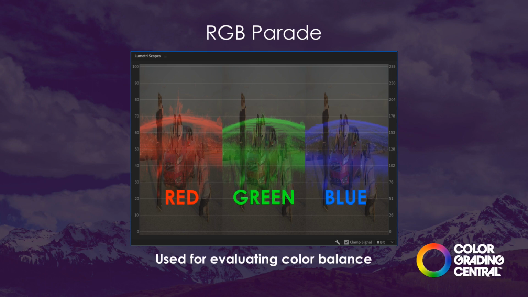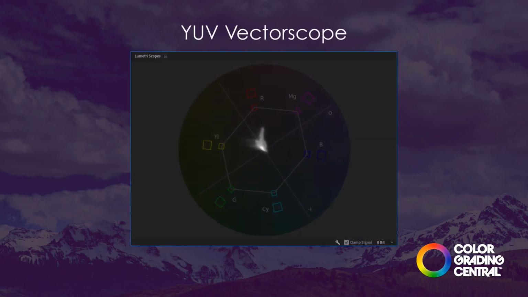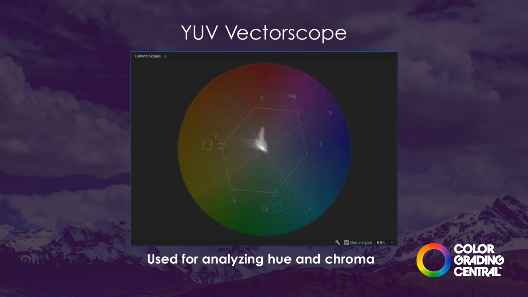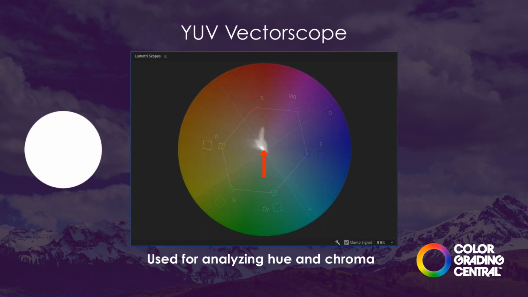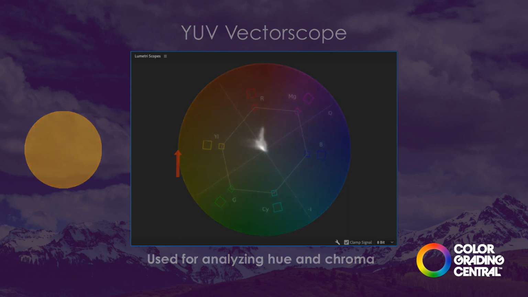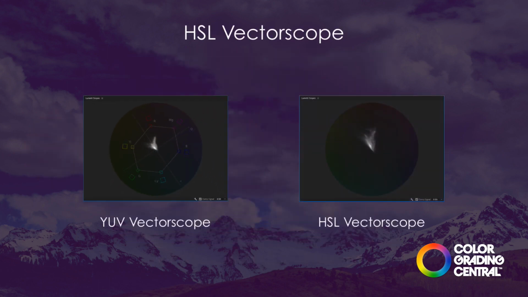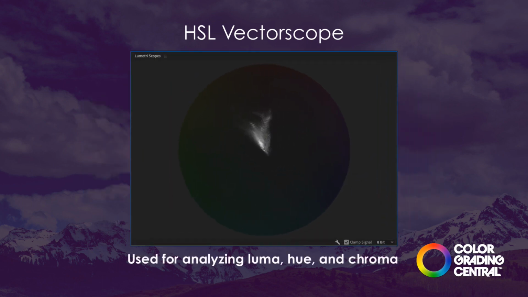The default vector scope in Lumetri is the YUV vector scope and is helpful with analyzing the hue and chroma in an image. It is read like a color wheel with white at the center, while more saturated or vivid colors are further away from the center. The HSL vector scope looks similar to the YUV vector scope, but differs in that it analyzes luma in addition to the hue and chroma.